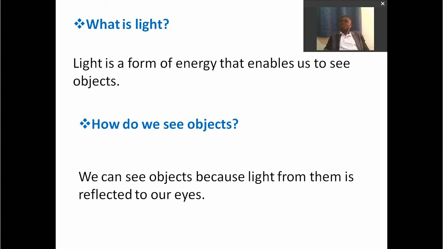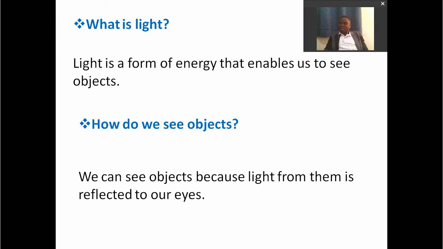What if there is no light? What happens? There are no light rays that are going to hit onto the car, and there is nothing that is going to be reflected into your eyes, and therefore you will not be able to see anything. So if you are moving in darkness and there is a car there, you can easily knock it down. I know you scream. So, you cannot see a car in darkness because it cannot reflect light rays to your eyes.